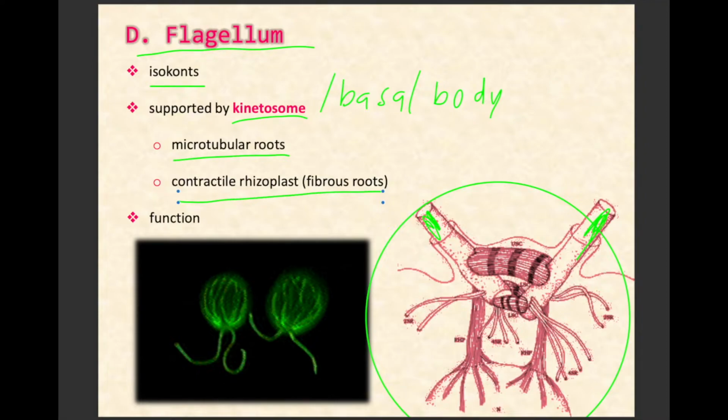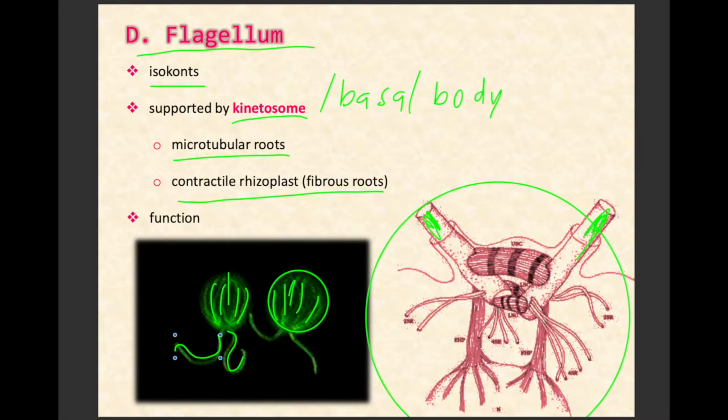Okay. So your kinetosome can either be what we call your microtubular roots or your contractile rhizoplast, the fibrous root. You can see here it is glowing, or fluorescing, under a certain type of microscope. So it is really embedded in the body of the cell. So yeah, that is your two flagella here. I don't know if this is a Chlamydomonas, but it seems like it. Again, the function of these is for locomotion in general.